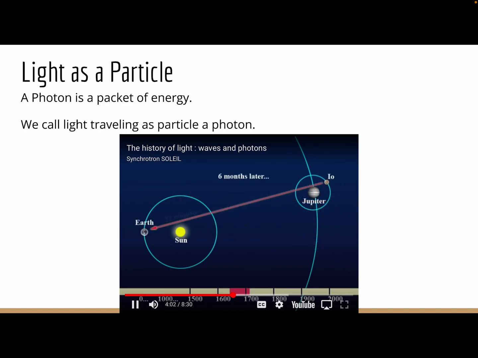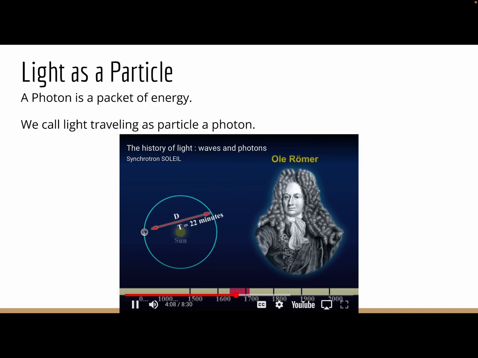He estimated the time at 22 minutes for light to pass through the Earth's orbit. He could calculate the speed of light using simple division, but unfortunately, orbital dimensions were still not well understood at the time. However, the result was there. Light has speed, and this speed is not infinite.